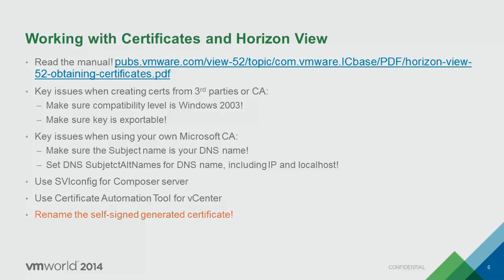People have trouble. It's a lot easier in the newer version of View because now we do utilize the Microsoft Certificate Store, so you don't have to use the keytool. And once you get these certificates set up, adding them into Composer is fairly simple as well with the SVI config tool. The big thing is also remember that the self-signed certificate is going to have that friendly name of VDM. So when you do replace a certificate, make sure you rename the original one, or you may run into problems still.